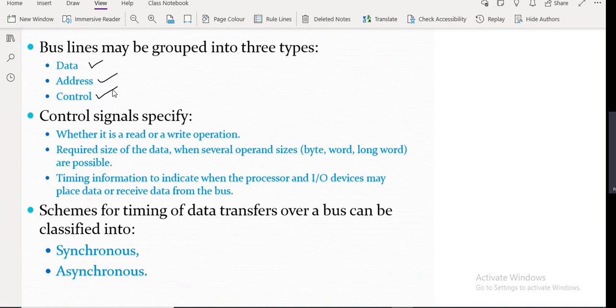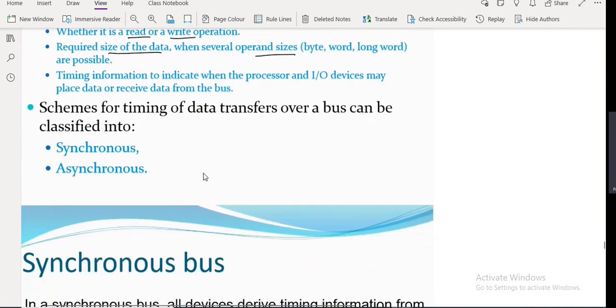Not only read and write, we have discussed in interrupt that control lines carry the interrupt signal. So it requires control signals to be transferred. Control signal specifies what type of operation, whether it is a read or write operation, and also it is going to specify the size of the data. So control information even includes the size of data to transfer, which is specified in terms of bytes.